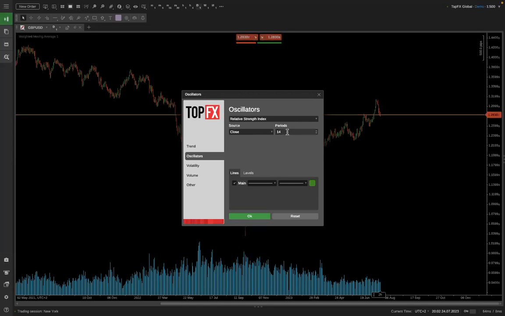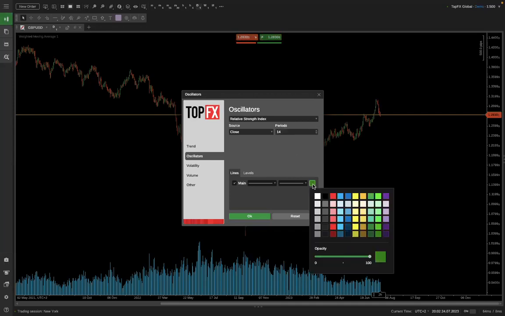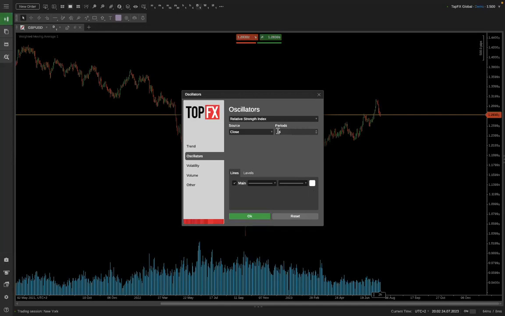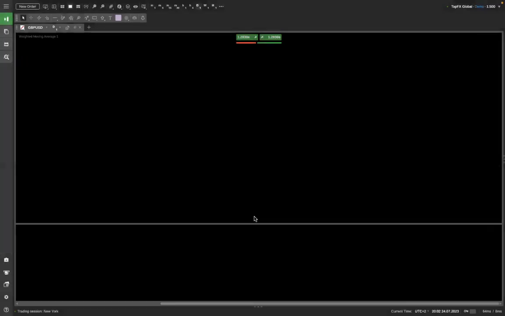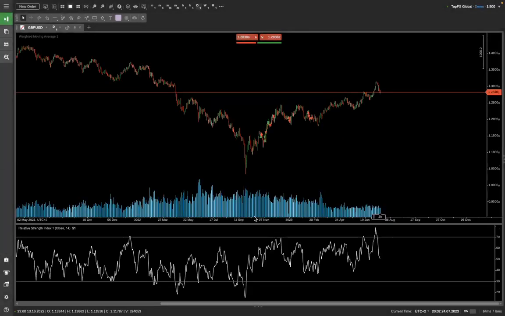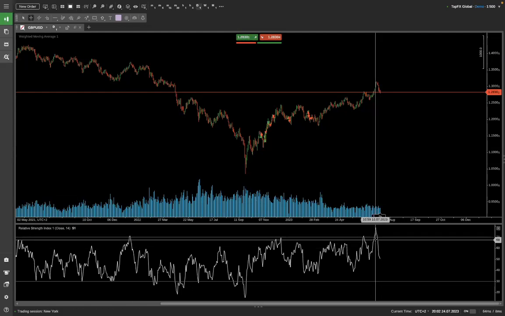In this situation, the default is 14 periods. So let me just leave the 14 periods here. I don't want to change anything, and let me click OK. So we can see the Relative Strength Index applied to the daily time frame chart of the cable. What is this RSI going to measure? What is the RSI actually measuring?